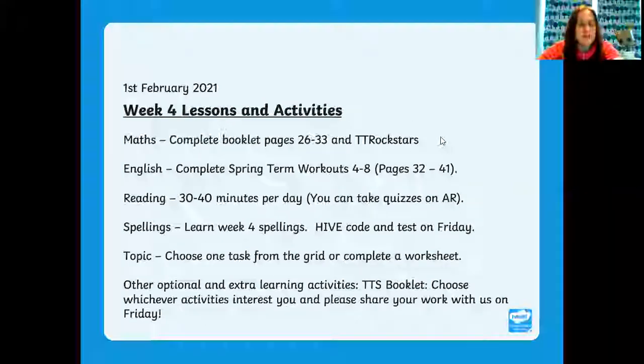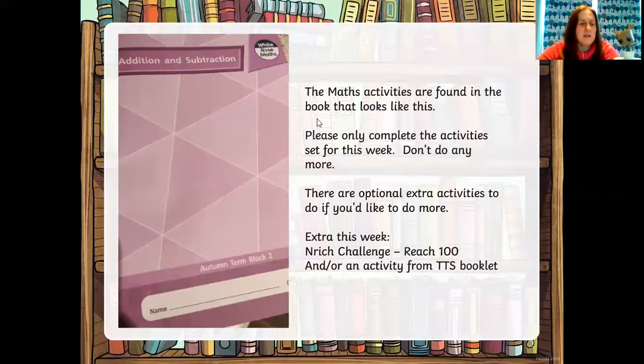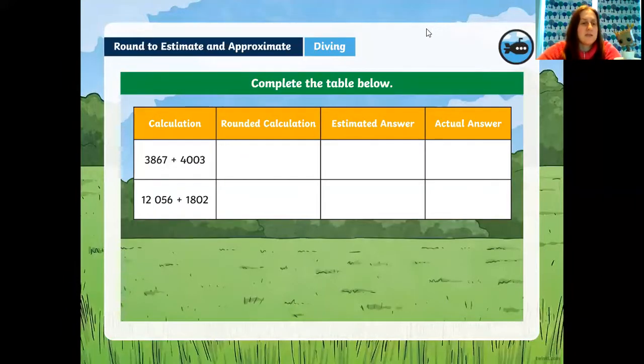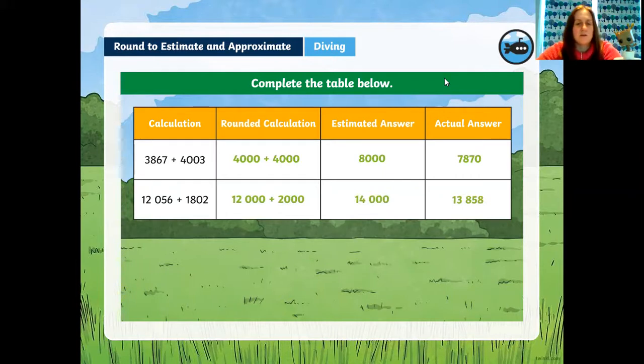Okay, let's have a look at the maths that we're going to be doing this week then. So the first thing we're going to be looking at is rounding and estimating, rounding to estimate and approximate. So we find a whole number close to the original number. That's the idea. So 4,000 add 4,000 to give us a close answer to the actual answer. And this helps us to see if our answer's right. It's a good way of checking our work.